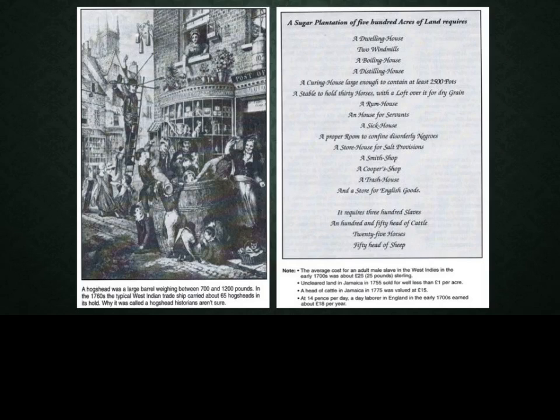And this is a picture right here on the left that shows a hogshead of sugar. That's a large barrel. It weighs about 700 to 1,200 pounds full of sugar. And in the 1760s, the typical West Indian trade ship carried about 65 of these things as part of its cargo. Historians aren't sure why it's called a hogshead. However, they'd carry about 65 of these things.